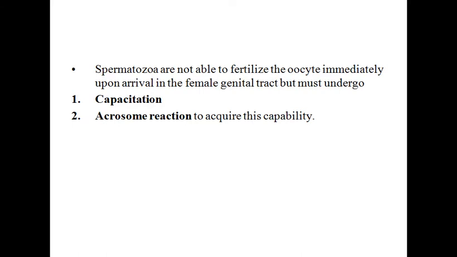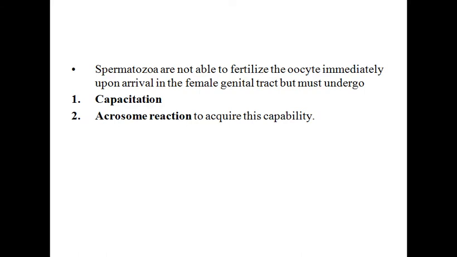Spermatozoa are not able to fertilize the oocyte immediately upon arrival in the female genital tract, because obviously there must be something happening in between. It needs reconditioning, something has to happen, and after that it will fertilize the egg. Otherwise if fertilization started like this, so many sperms, 200 sperms have reached there, then 200 sperms would not fertilize, right?